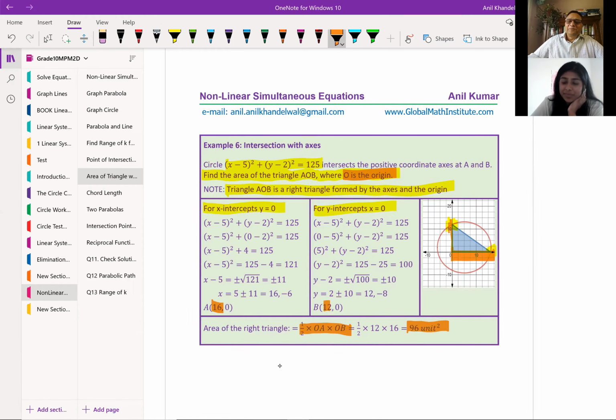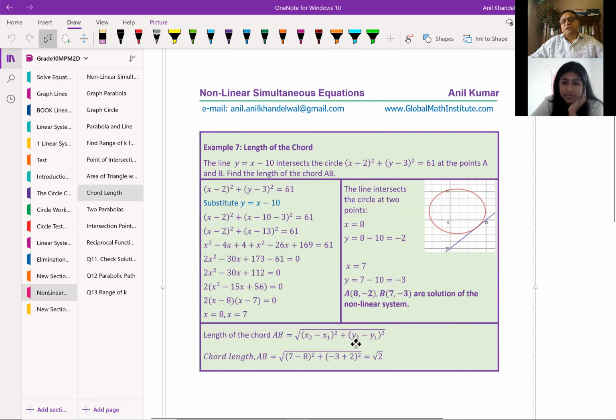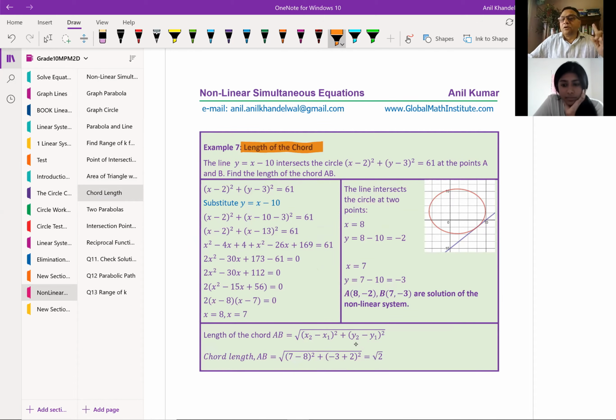Perfect. So we'll move on to the next question, where again we are introducing you to the intersection of a circle with a straight line, right? The question here is also asking you to find the length of the chord. As I mentioned in the very beginning, it is a good practice to solve simultaneous equations as well as look into other aspects from the examination point of view, so that really prepares you for the examination.